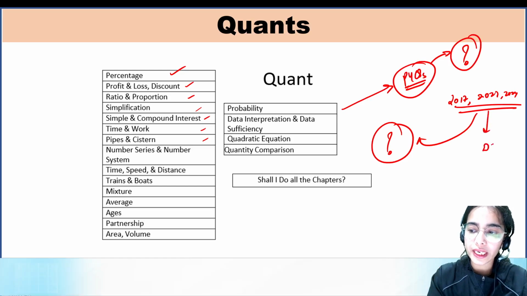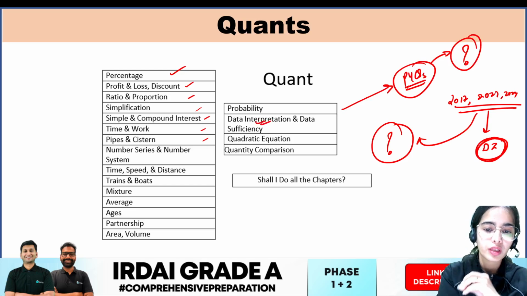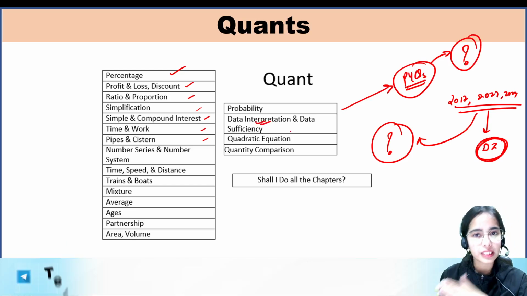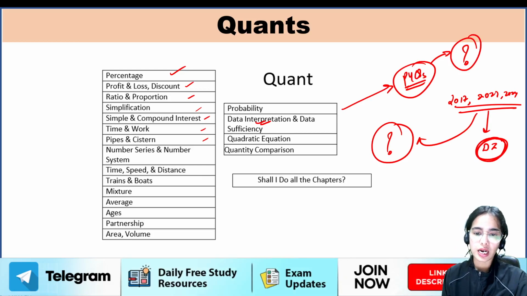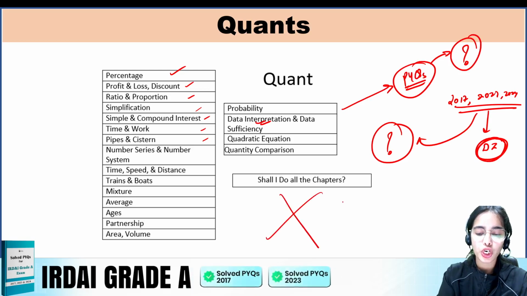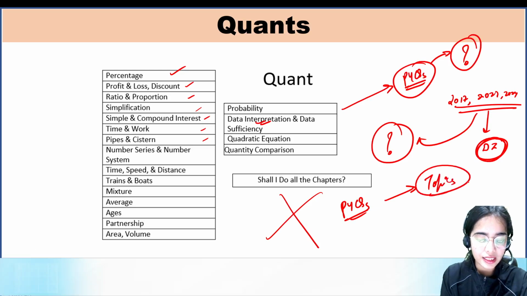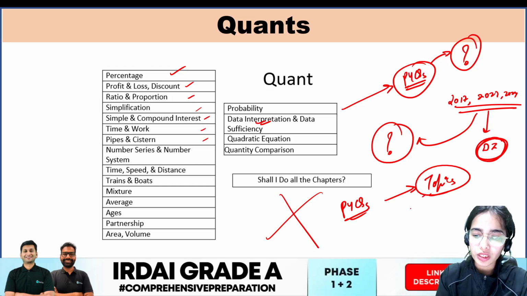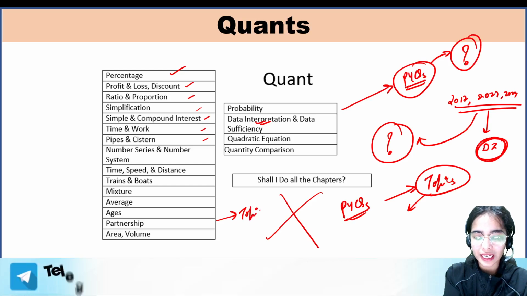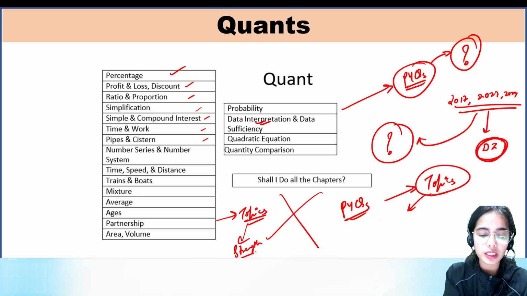Do not forget to do the DI. Data interpretation is a topic that you should not be skipping. Okay, so this is regarding the quant. Shall I do all the chapters? No, it is not required to do all the chapters. You have to see the previous year questions and see what topics usually come in the IRDI grade A examination, and from the different topics that come, try to see where your strength lies.